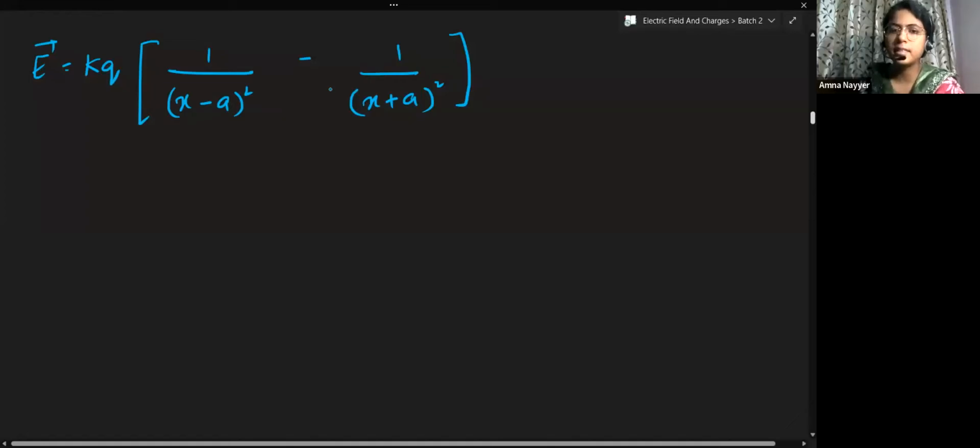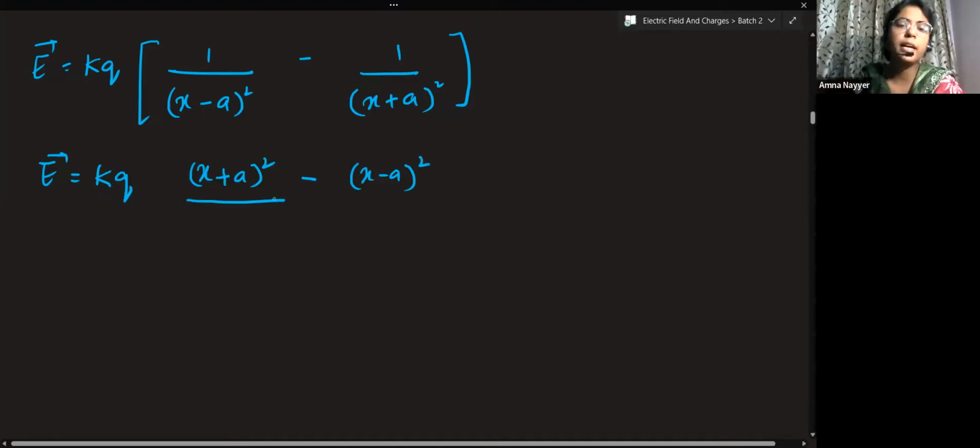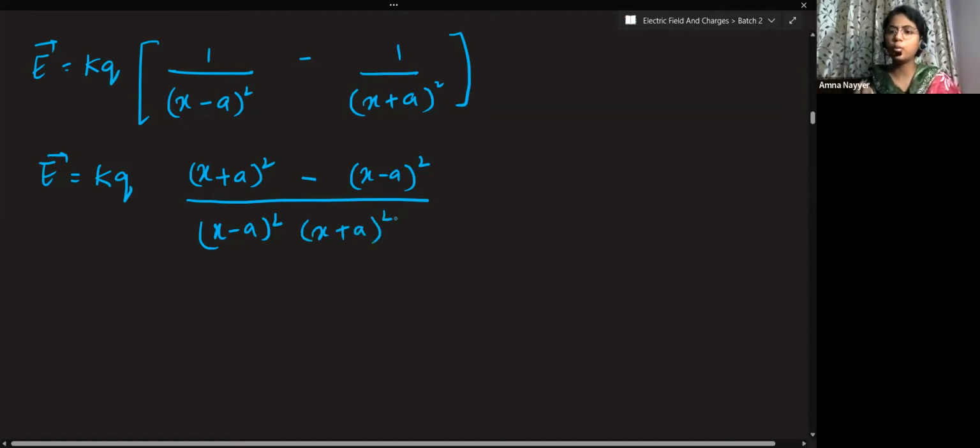Now we just have to solve using our basic mathematics that we know. We can take the LCM. That is the best way to solve it. Electric field will be KQ times (x plus a) whole square minus (x minus a) whole square, divided by (x minus a) whole square multiplied by (x plus a) whole square. We have just taken the LCM for both of these terms.